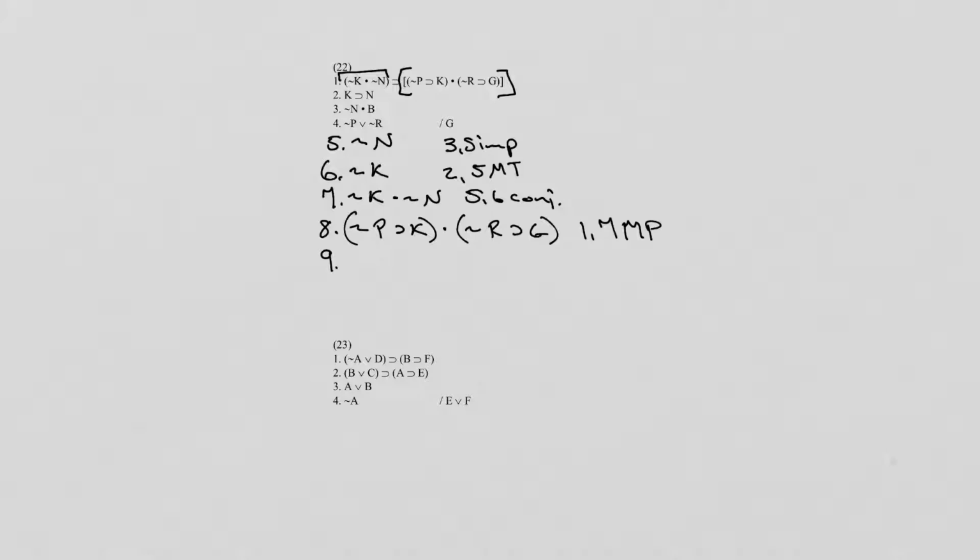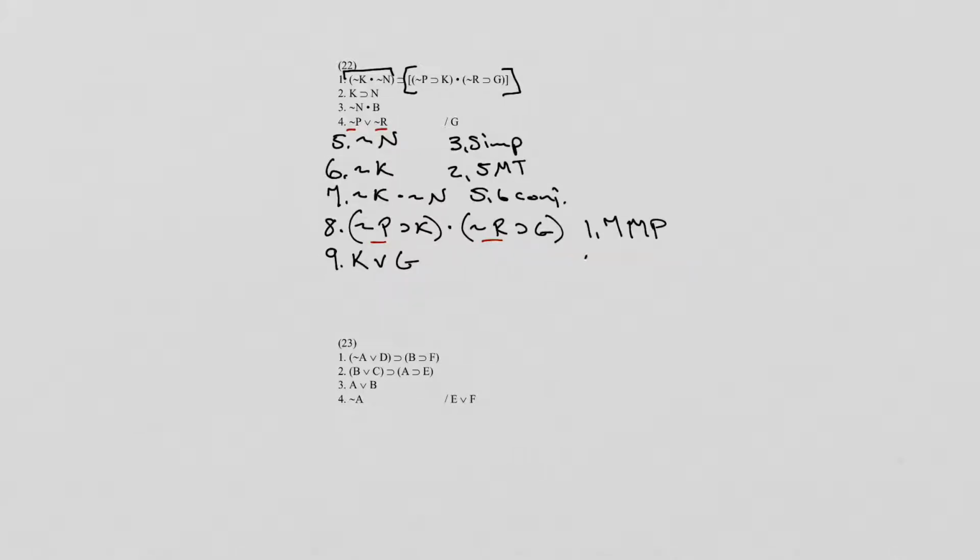And now we're going to do exactly what I said we were probably going to do. We have not P, we have not R, not P, not R. So that means we get to pull out K or G. And we're going to use line 4 and 8. And we're going to use CD.